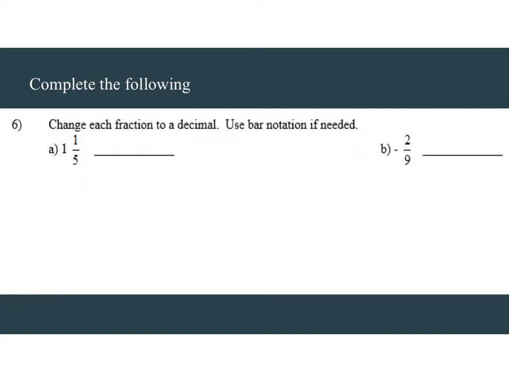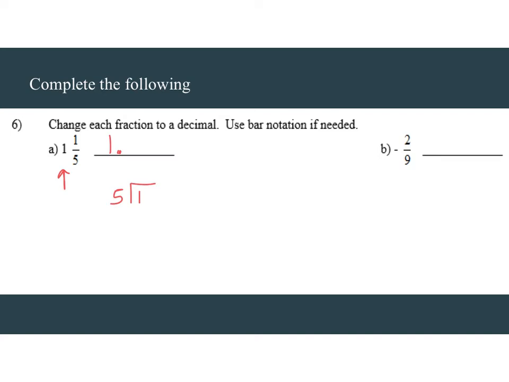All right, guys, so for this next one, we're changing each of these fractions to decimals. So for this first one, we've got 1 1/5. I already know my whole number is going to be 1. And then all I need to do here is divide my 1/5. So top dog in the house, we're going to put our 1 inside the house and our 5 outside. I had to scoot that down a bit.